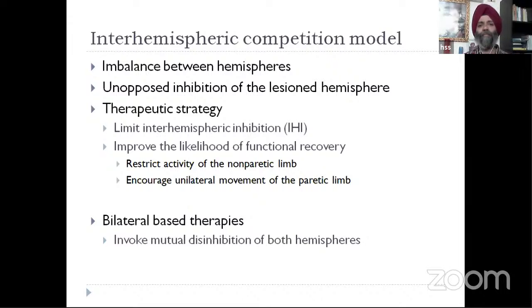And to overcome this unopposed inhibition, what we have to do is recreate that balance between the hemispheres. And what recreates the balance between the hemispheres is encouraging the movement of the affected extremity. Whenever we encourage the movement of the affected extremity, it encourages the activation and rebalancing of the hemispheres. And many times, bilateral therapies are also effective to invoke that disinhibition. So you can see here an example of an action of unilateral extremity versus a bilateral extremity.